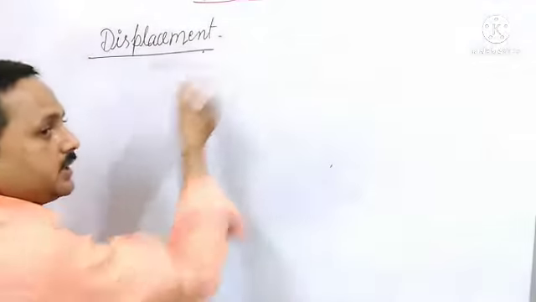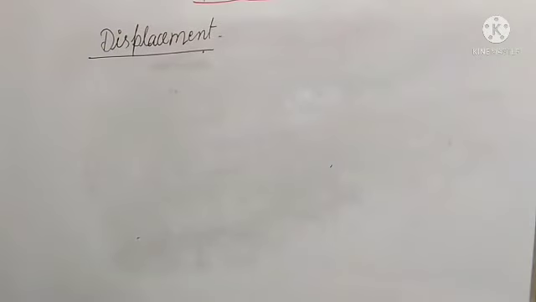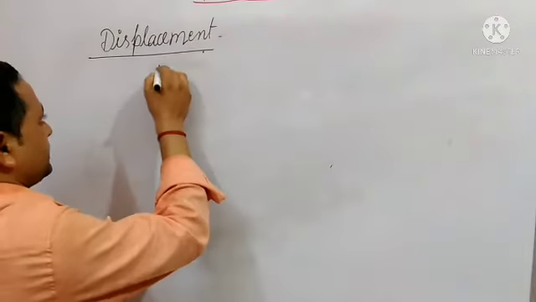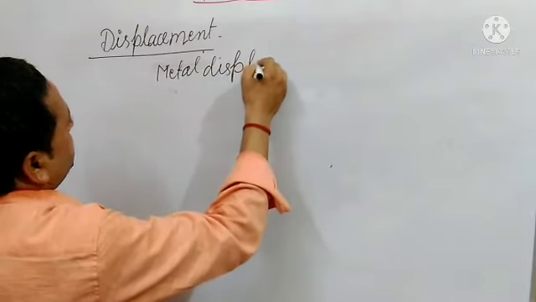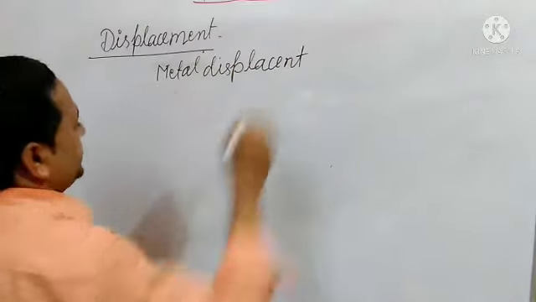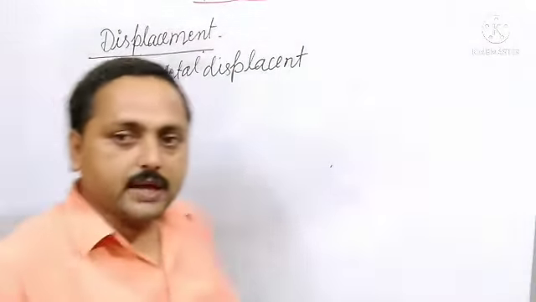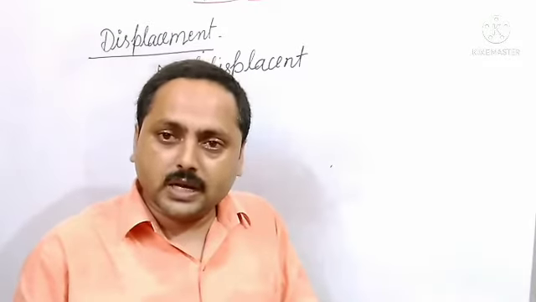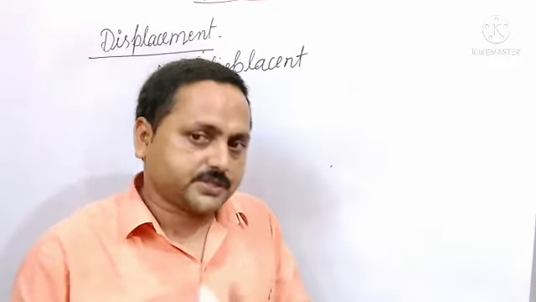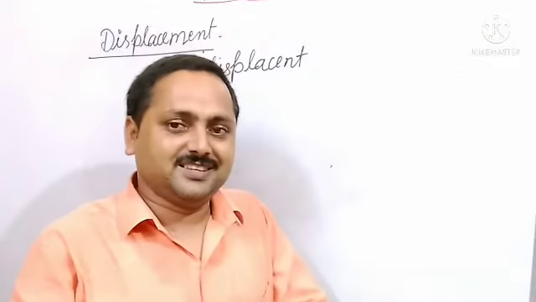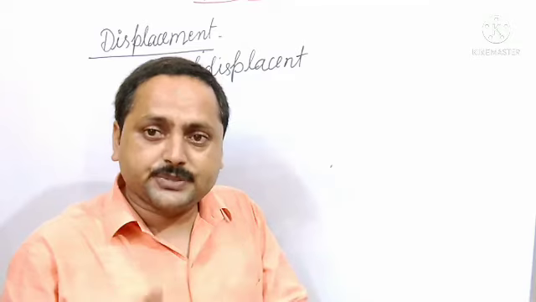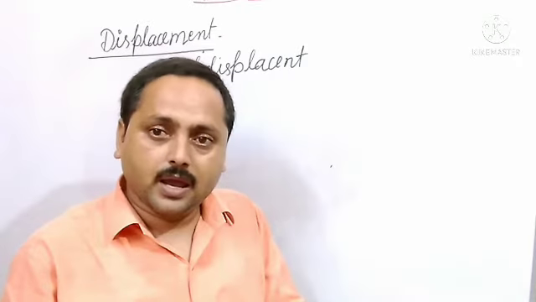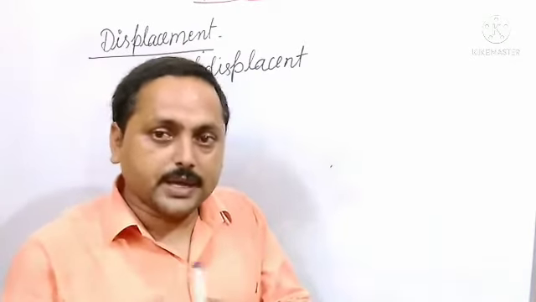Let us see here, it is of 2 types. What is the type? Metal displacement. What is metal displacement? It means a reaction in which one metal is displaced from its compound by another metal. A metal is being displaced by other metals in its compound.